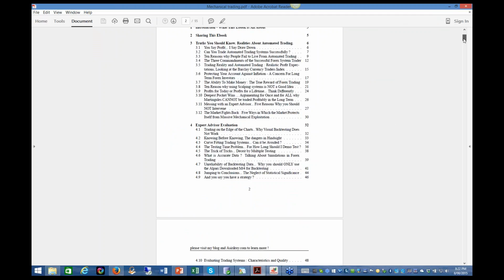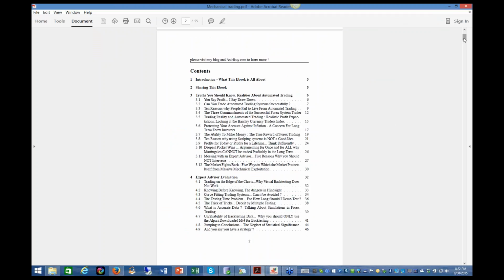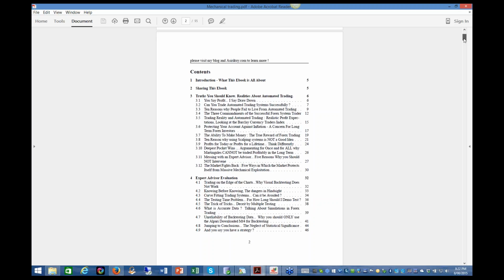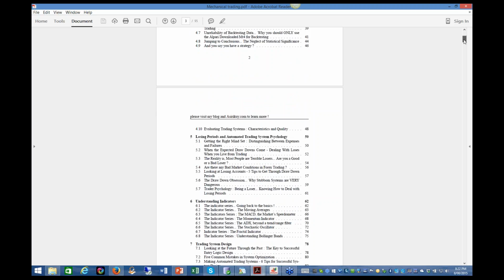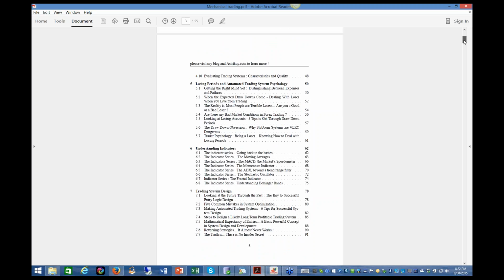And if you just look at the contents, things you should know about automated trading. I mean, some very good basic home truths there. I think if you've done a bit of it, it's good reading, I'd say, from section 5 on, because we all have to deal with the psychology of seeing drawdowns. Then a section on understanding indicators, and then section 7, where I am now, the trading system design and what the keys to successful logic are.